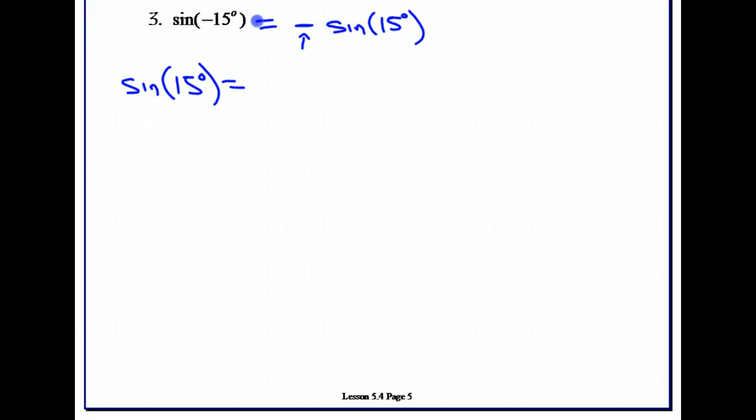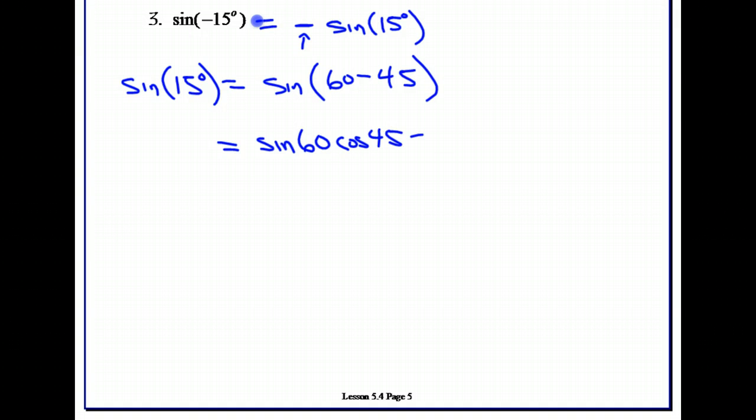And look at your chart with a 30, 45, and 60 in there. How do you get 15? A couple ways. You can go with 60 minus 45, or you can go with 45 minus 30. I chose here 60 minus 45. Okay, remember your identity? If not, look back at it. It goes sine of 60, cosine of 45, minus cosine of 60, sine of 45.